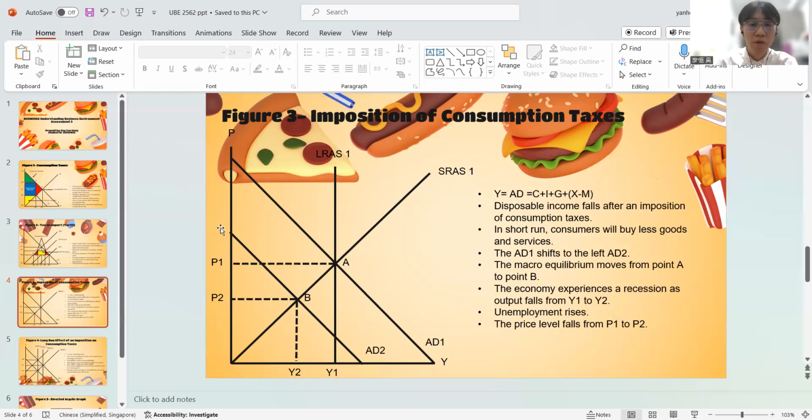Initially, the macro equilibrium is at point A where output is at full employment level Y1 at the price level P1. After tax, the macro equilibrium moved from point A to point B. The economy experiences a recession as output falls from Y1 to Y2. It will cause a rise in unemployment. However, the price level falls from P1 to P2. Consumption taxes are not just about individual choices. They ripple through the entire economy. It is a complex interplay of factors.